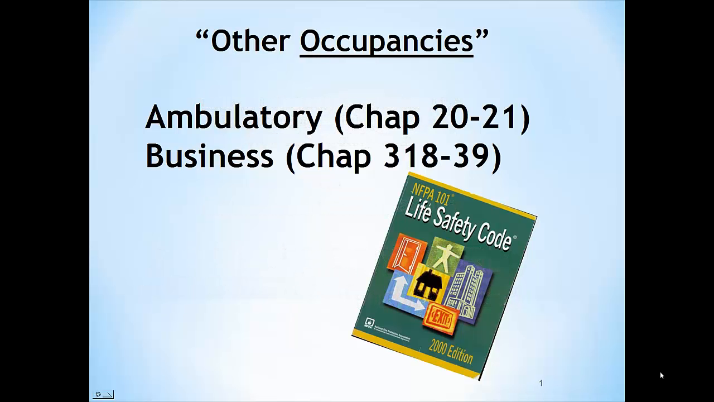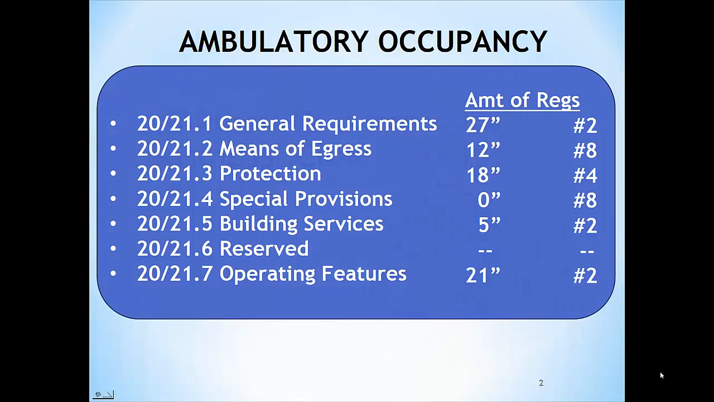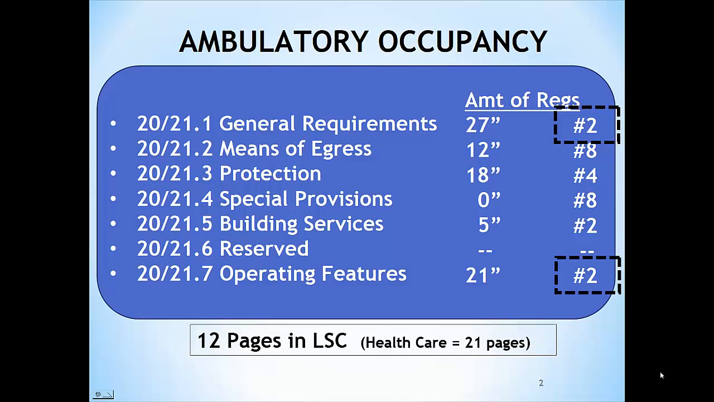Ambulatory occupancies have a lot of rules and regulations. It's the second highest in number of regulations for general requirements, building services, and operational features. There are a lot of them out there. To give you an idea of the quantification, in the Life Safety Code there are 12 pages of rules on ambulatory care, whereas healthcare has 21 pages, so 9 additional pages in healthcare. Part of the reason for this is that healthcare has a lot of people sleeping there.